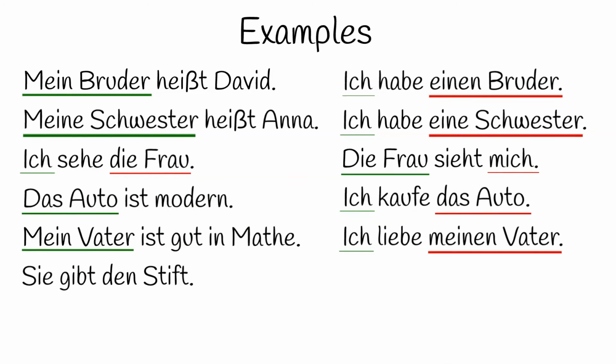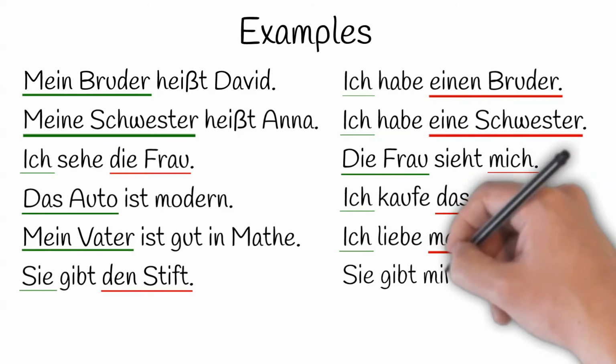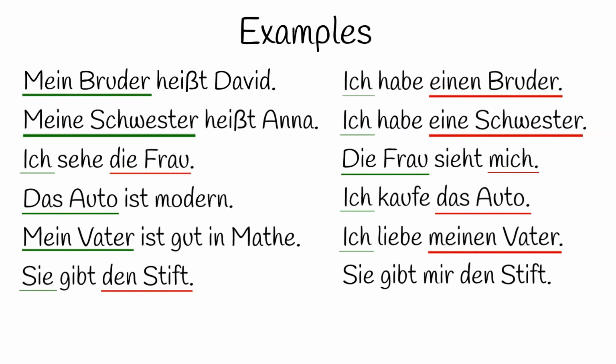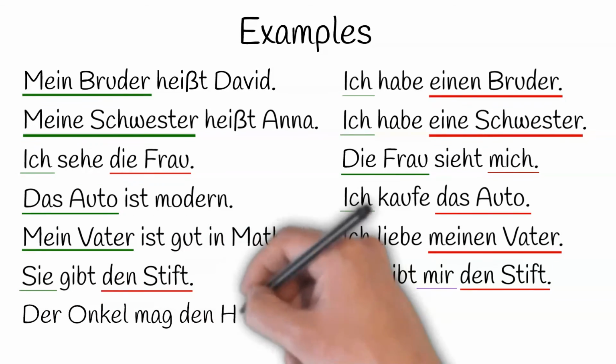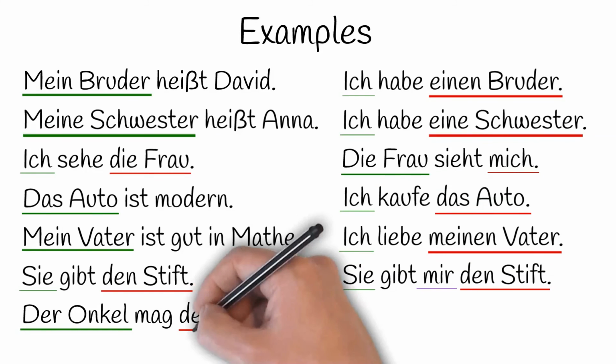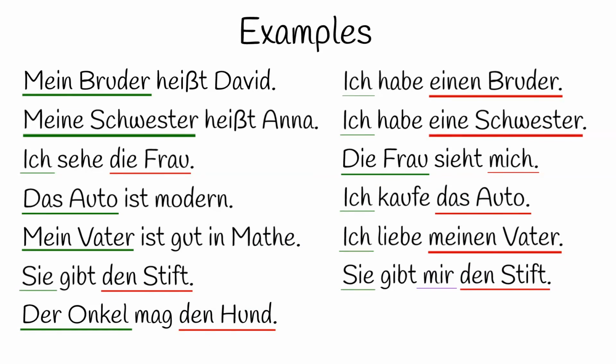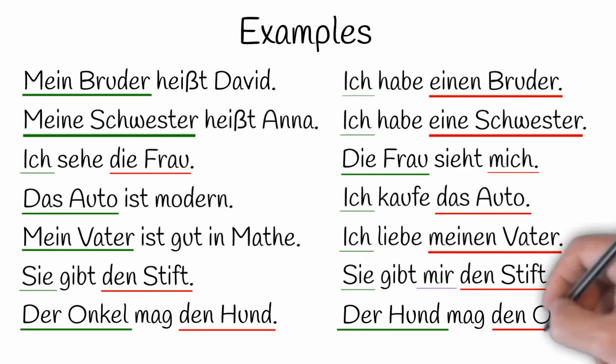Sie gibt den Stift. She gives the pen. She, nominative, den Stift, accusative. But sie gibt mir den Stift adds an element. This time we have sie, nominative, den Stift, accusative, but mir, dative. And finally, der Onkel mag den Hund. Der Onkel is nominative, den Hund is accusative. But if we flip them, see how the endings change. Der Hund mag den Onkel. The dog likes the uncle. The word for the has changed, and therefore the sense of the sentence has changed too.